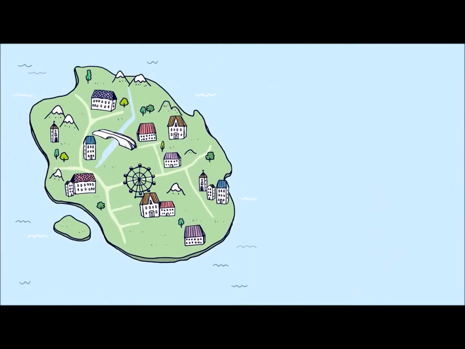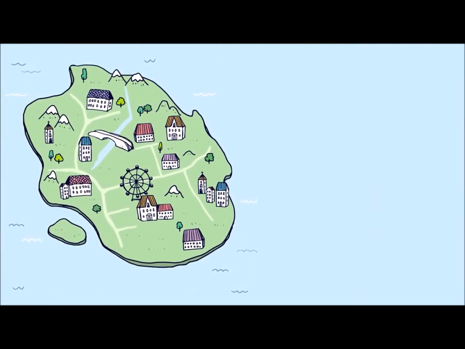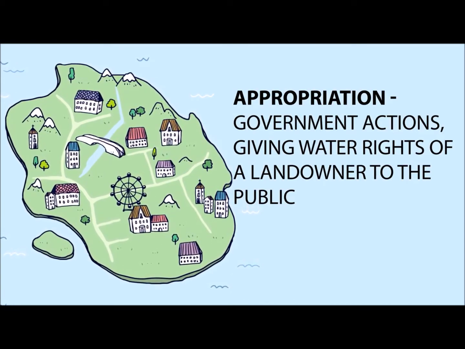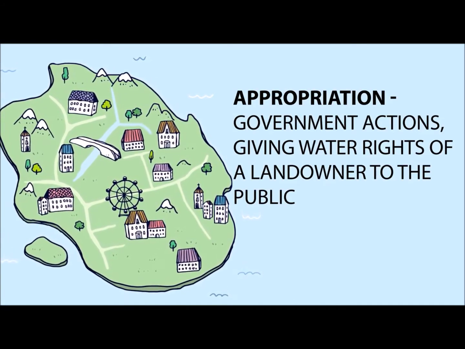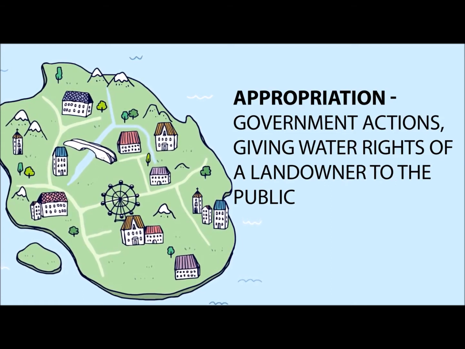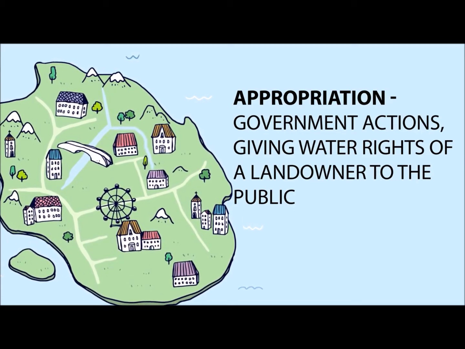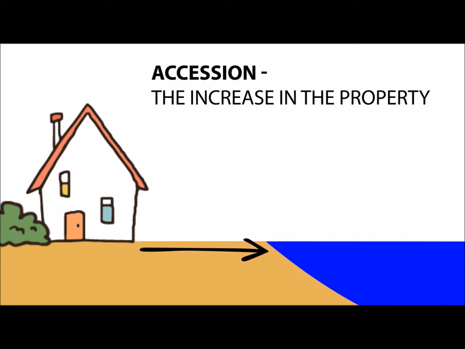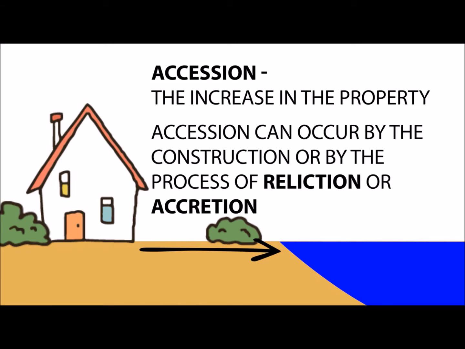When there is a need for the government to divert water for public use, its right of appropriation is applied. Appropriation is the right to use water for a beneficial use by diverting surface water. Riparian and littoral owners may experience the increase of land by construction or nature. The increase of property is called accession. Accession can occur by construction or by the process of reliction or accretion.